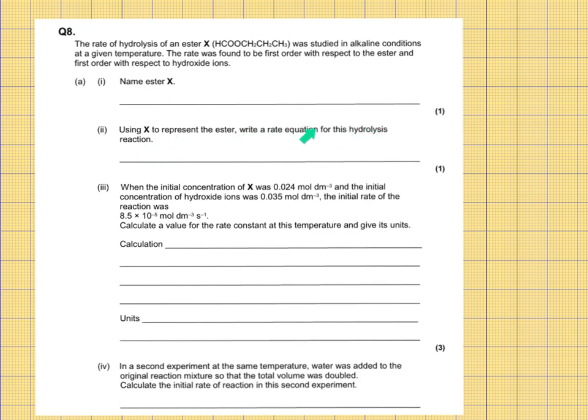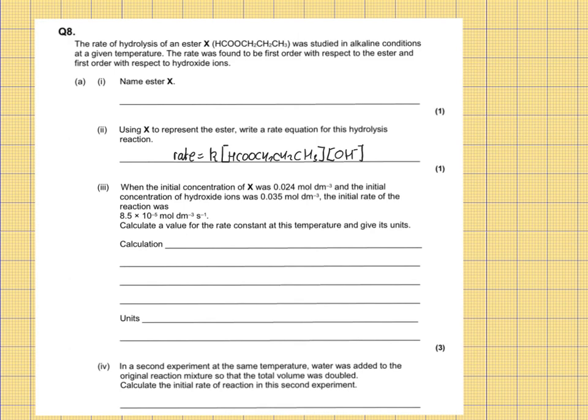A rate equation, some students wrote a chemical equation. So first of all, let's do this part first. It's first order with respect to the ester and first order with respect to hydroxide ions. So we can quite simply say that the rate equation is the rate equals, and don't forget your rate constant, k, times the concentration of the ester. I'll give the formula for the ester: HCOOCH2CH2CH3. It's first order with respect to that, so you don't need to put the 1 in. And it's also first order with respect to the concentration of hydroxide ions.